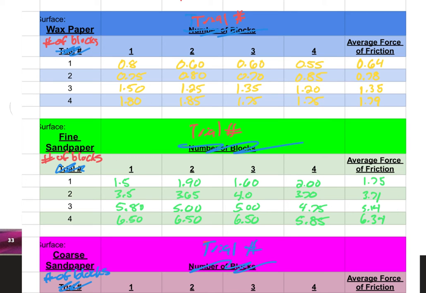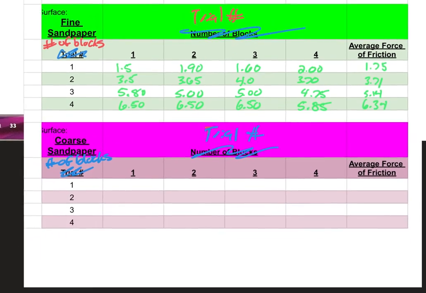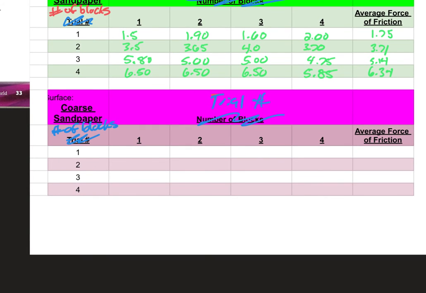All right, final one. Sorry, this is so tedious, guys. There's not another way to make this any better because recording the spring scales is not very good. All right, so the coarse sandpaper, here's your last one.